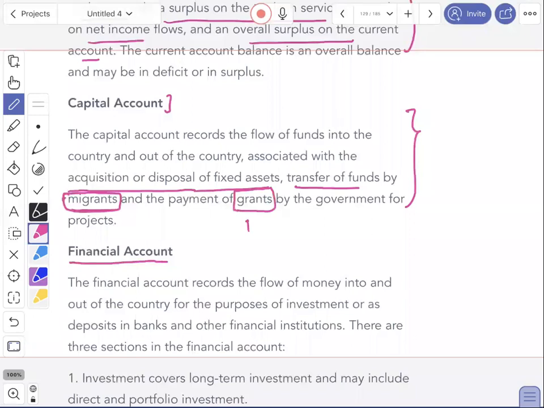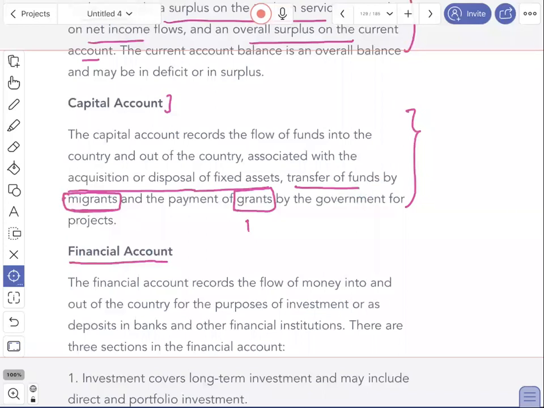So a capital account basically includes buying and selling of fixed assets, meaning money that comes in, or money that is going out, because of buying or selling of fixed assets. Similarly, transfer of funds that is happening, or payments of grants, all of this will be part of your capital account. Got it? Does foreign direct investment come in the capital account? No, foreign direct investment we're going to talk about, it will come in the financial account, Amar. So wait for the financial account, because all the investments are coming in the financial account.